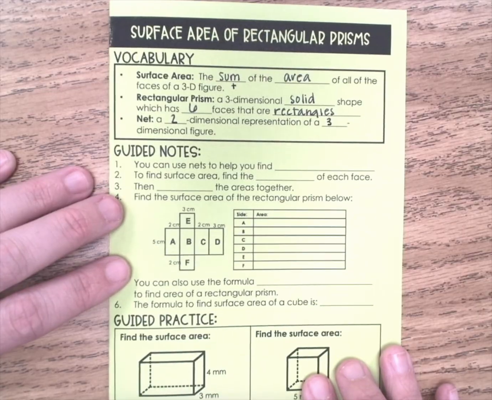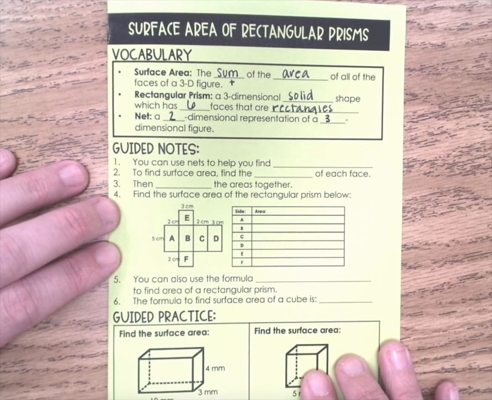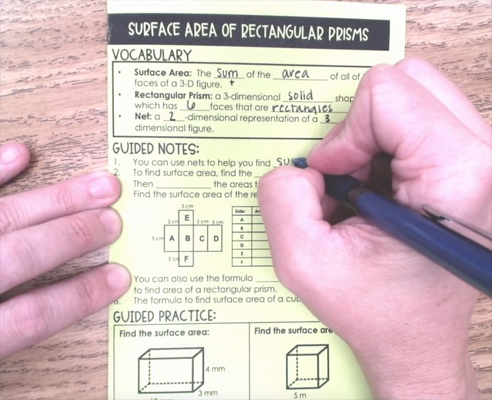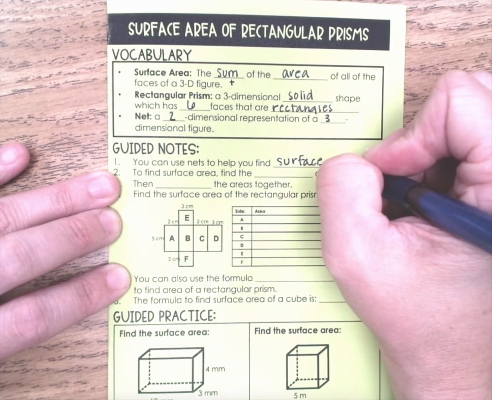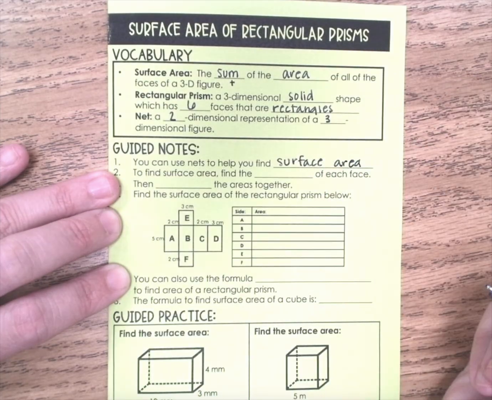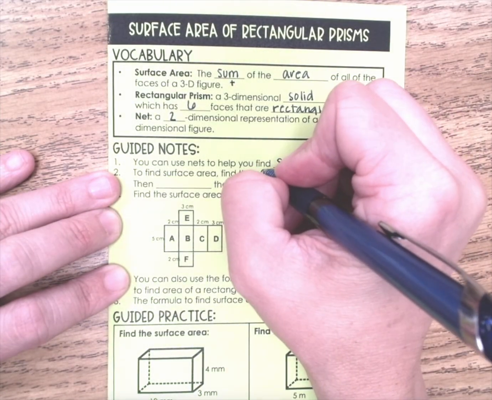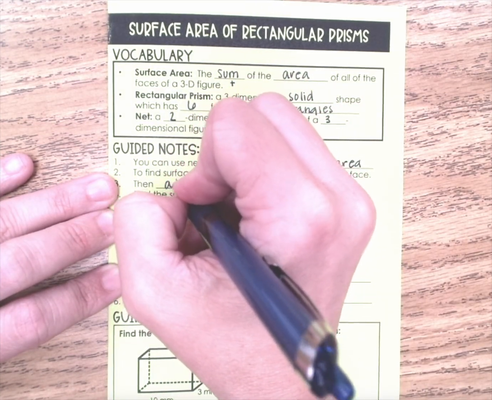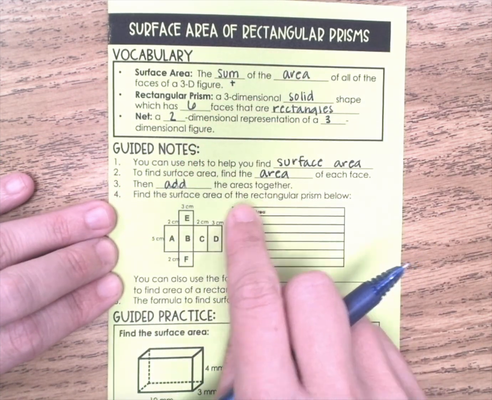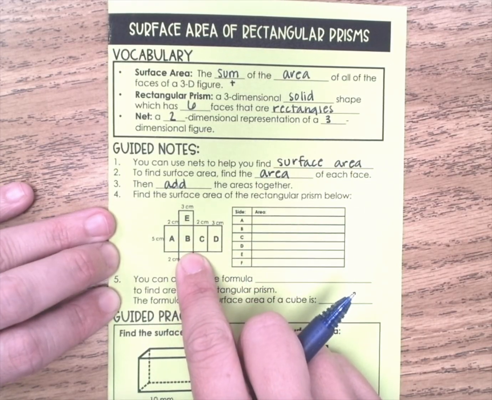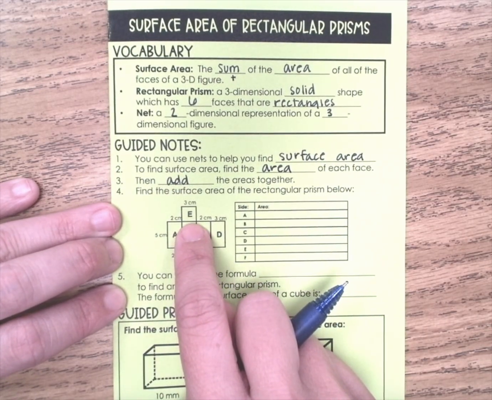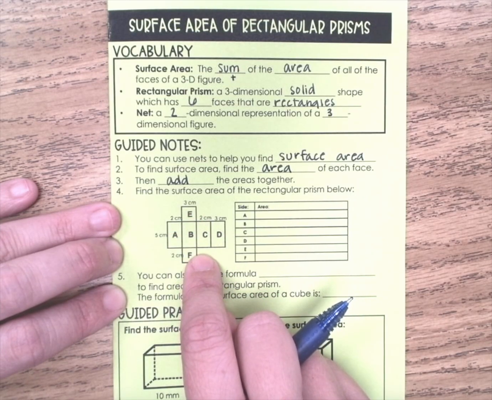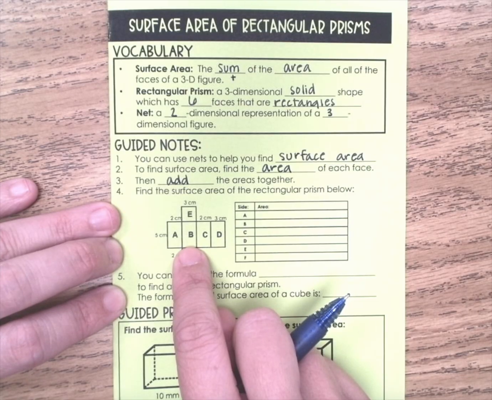So let's talk about how we're going to find the surface area of rectangular prisms. Step 1, you can use nets to help you find surface area. To find surface area, you're going to find the area of each face. Then add the areas together. So we're going to find the surface area of this rectangular prism below here. You can see it's just a whole bunch of rectangles that have been put together to make that rectangular prism. Well, lucky for us, we know the formula for area of a rectangle.